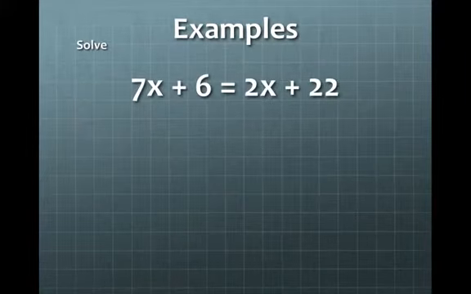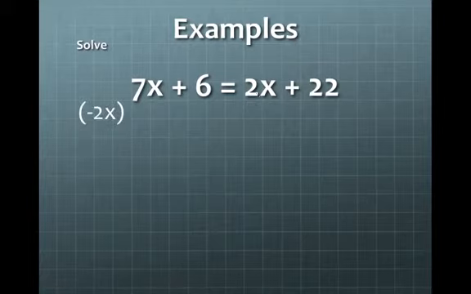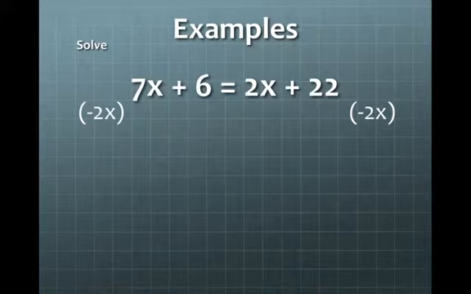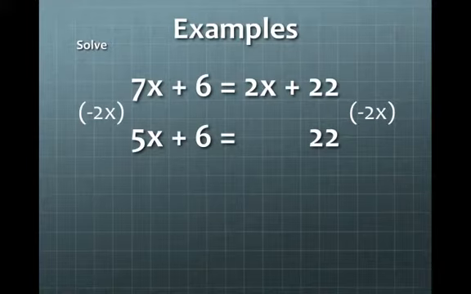Let's have another look at this one. Here we've got one where we've got letters on both sides, so we work through the same process as before. We look for the smallest amount of our letter. Remember, when there's letters on both sides, it's always the smallest amount we want. So the 2x is smaller, so we're going to subtract 2x from both sides in order to cancel that out, leaving us with 5x plus 6 equals 22. The 6 and the 22 aren't affected as they don't have any x's on.